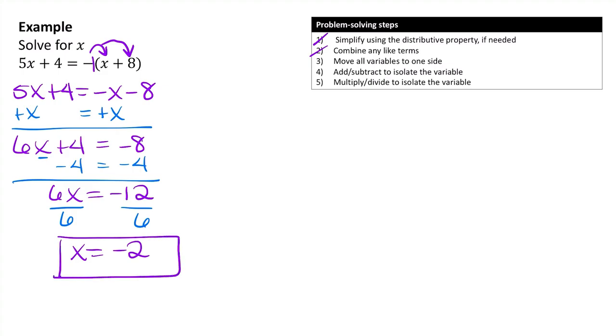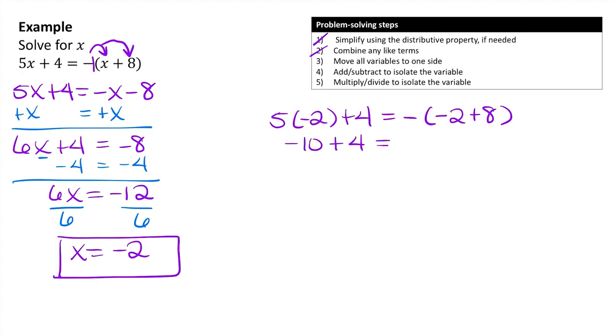So remember, you can always go back and check. So I'm going to do 5 times negative 2 plus 4 equals negative of negative 2 plus 8. So 5 times negative 2 is negative 10. I have negative 10 plus 4 equals negative of negative 2 plus 8 is 6. So this is telling me that negative 6 equals negative 6, which is always true.